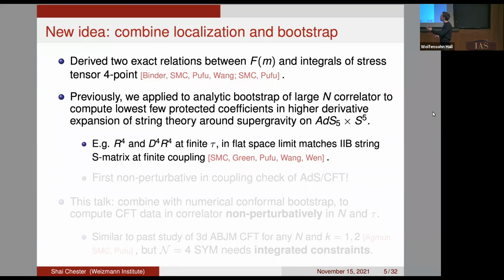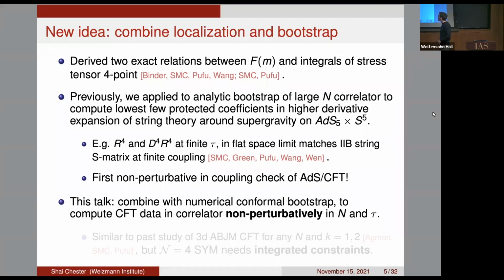One of them in the bulk corresponds to an R to the 4 correction, where R is the Riemann tensor. We were also able to fix the D to the 4 R to the 4 correction at large N for finite tau. As a nice consistency check, we could then take the flat space limit and match this holographic correlator to the type IIB S-matrix, and we got the same answer as was previously computed by Michael Green et al. in papers going back 10, 15 years ago. This was a nice check because it was the first non-perturbative in coupling check of AdS/CFT. But this was at large N and finite tau.